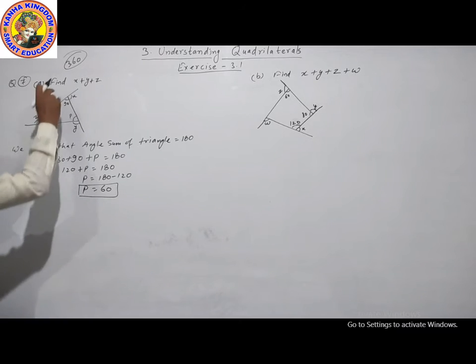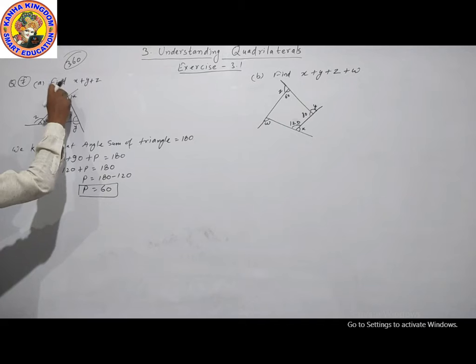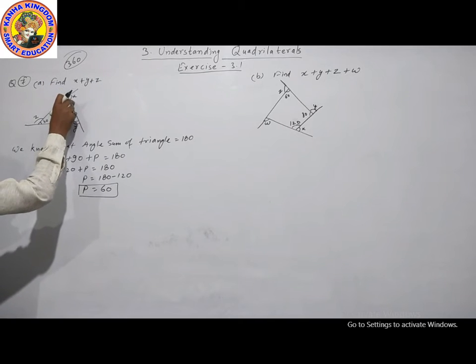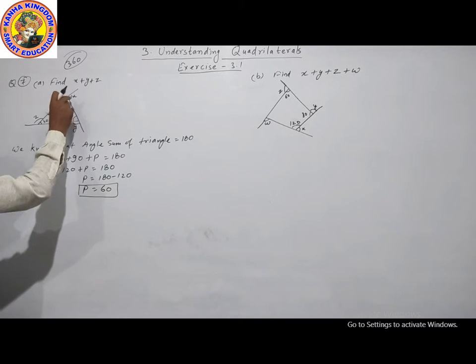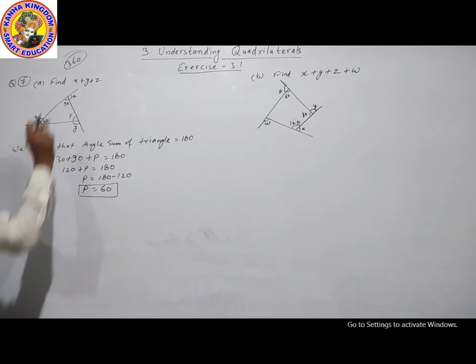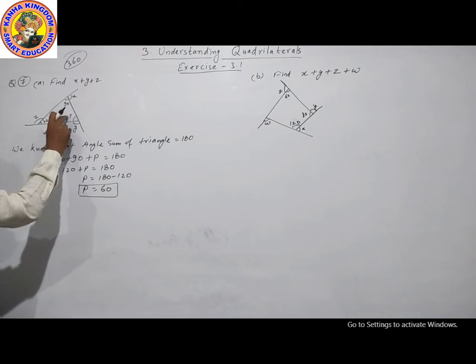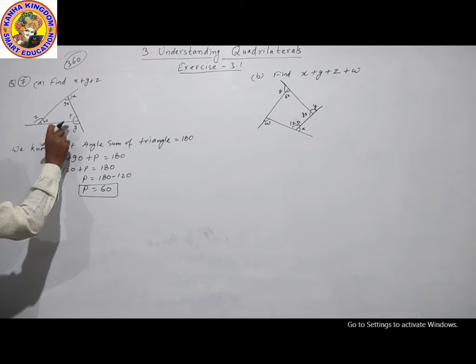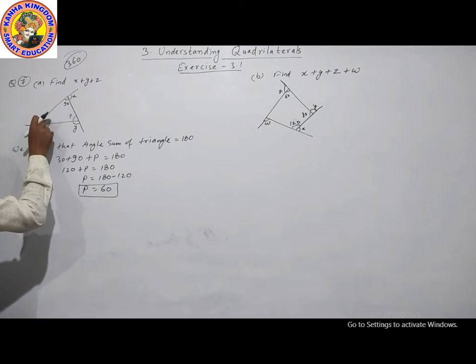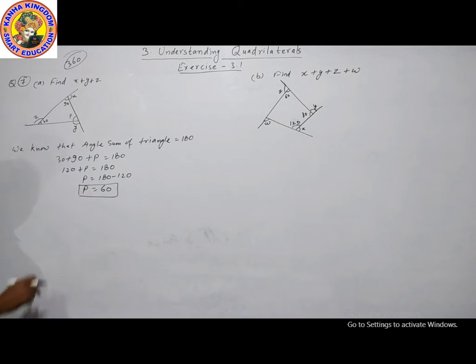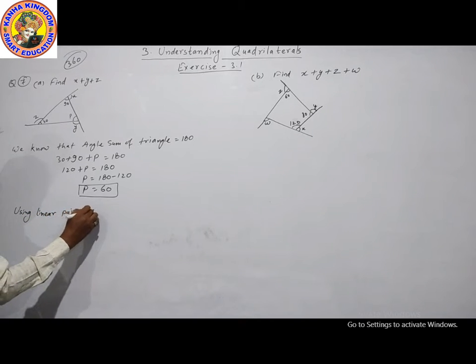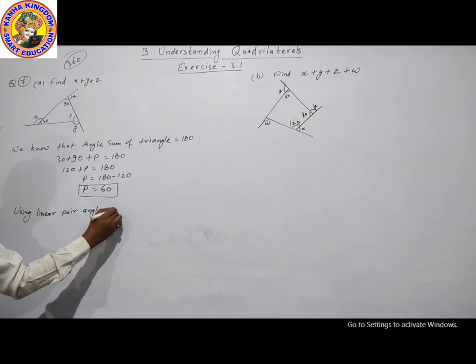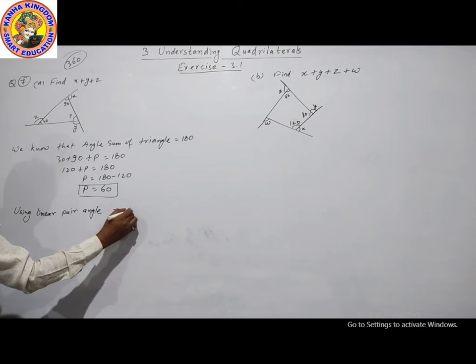Now we will find the value of x, y and z. For finding the value of x, the angle sum of a linear pair is 180. So 180 minus 90 is 90. The value of x is 90. Here is a 60, linear pair is 180, so this is 120. Here is a 30, so this will be 150. Using linear pair, angle x is equal to 90.